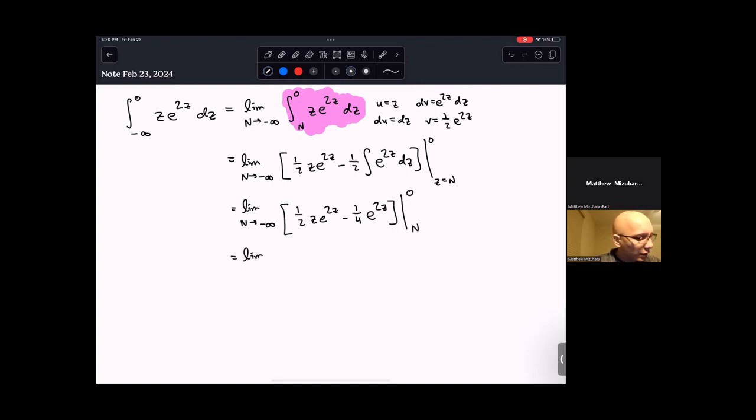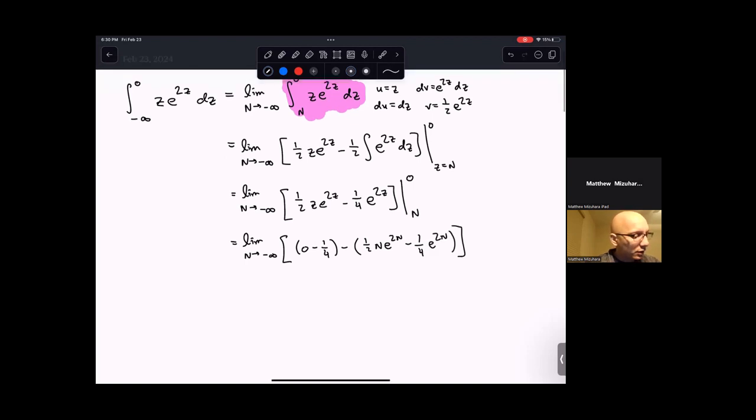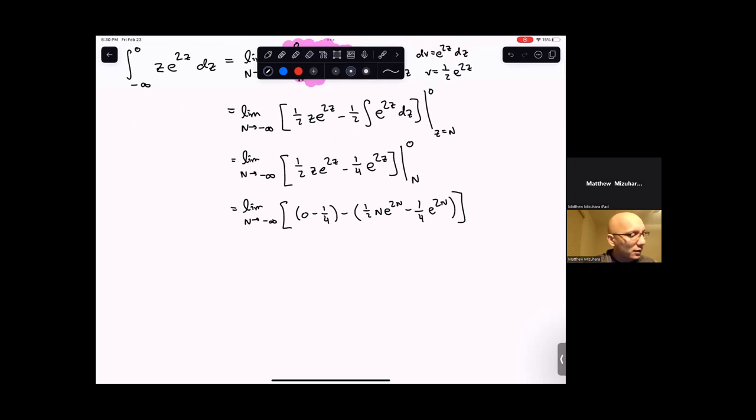Okay, let's go ahead and evaluate by plugging in our bounds. If I plug in 0 first, I'm getting 0 minus 1/4 times e to the 0, which is 1. Minus, let's plug in n. So this is 1/2 n e to the 2n minus 1/4 e to the 2n. Okay, so now I've plugged in my 0 and my n.